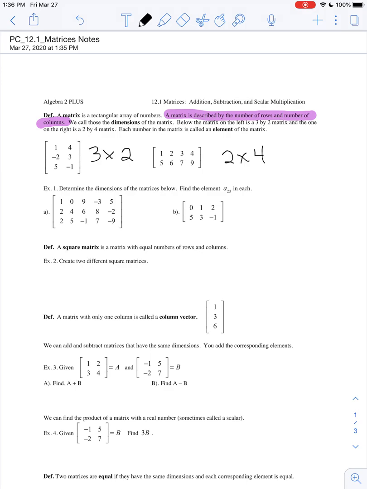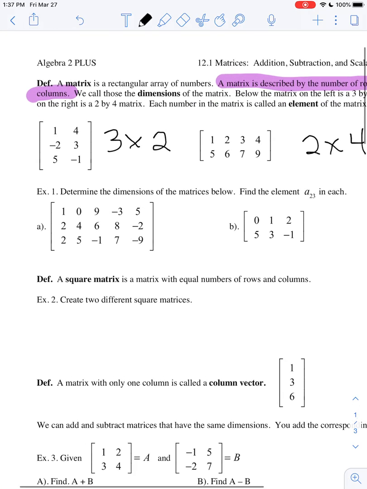In example 1, the first thing I want you to do for A and B is determine the dimension, and then I'm going to explain what find the element A sub 2, 3 means. So first, find the dimensions of each matrix in example 1 and write it underneath. All right, in letter A, this has 3 rows and 5 columns, so we call it a 3x5. In B, there are 2 rows and 3 columns, so we call it a 2x3.